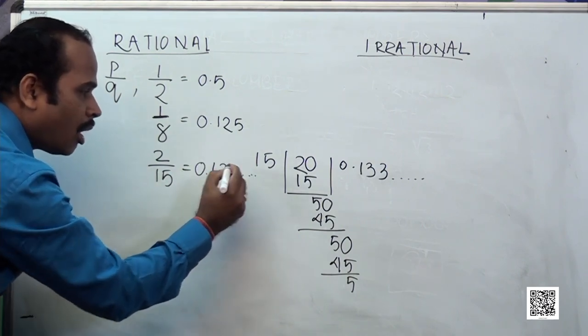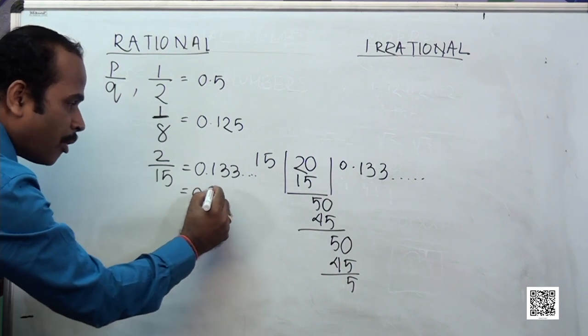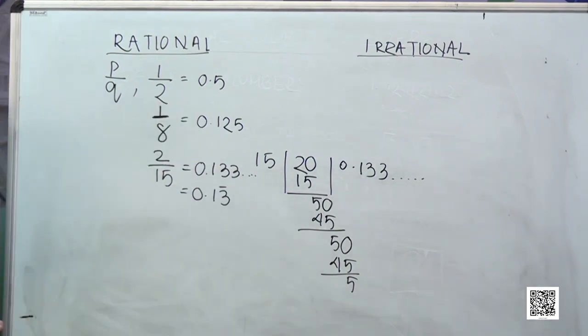So I will find this 2 by 15 comes as 0.133 and so on. That means I can say it is 0.13 bar. This bar notation is given to represent the repeating part of the decimal number. Here 0.1333 and so on is written as 0.13 bar. Bar is given on 3.